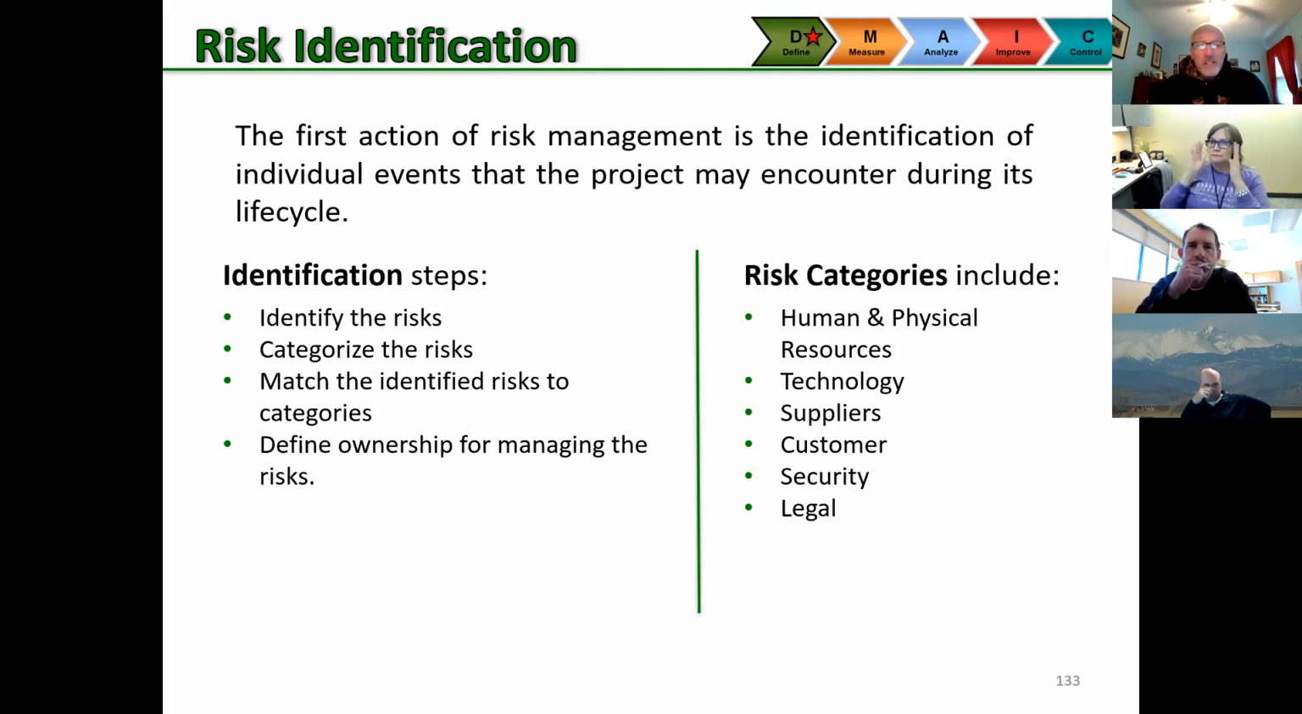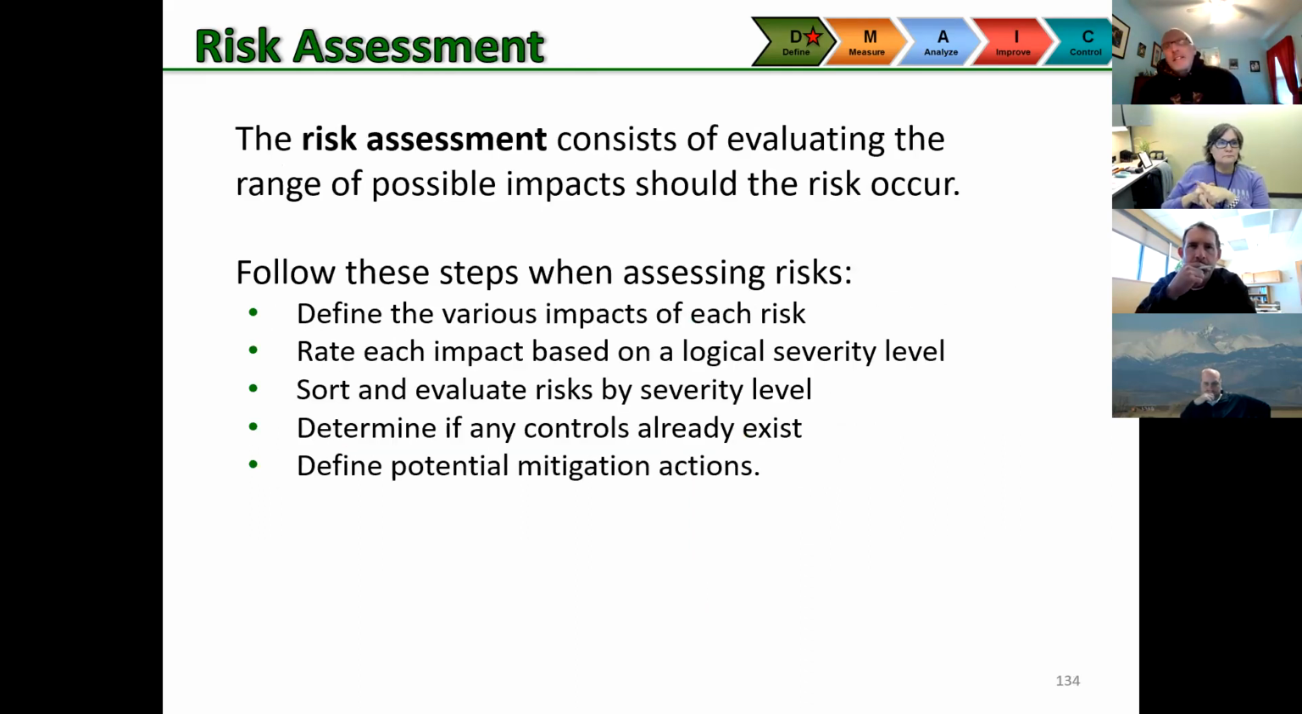And the categories are human and physical resources, technology, suppliers, customers, security, and legal. It consists of evaluating the range of possible impacts. When you follow these steps, define the various impacts of each risk. I'm going to have an example of one. I'll show you. Rate each impact based on logical severity. In other words, if it happens, is it going to shut us down? Is the place going to catch fire? Are we going to lose customers? We want to rate the impact and evaluate risk by that severity level. In other words, we want to go after the risks that have the highest impact level first.